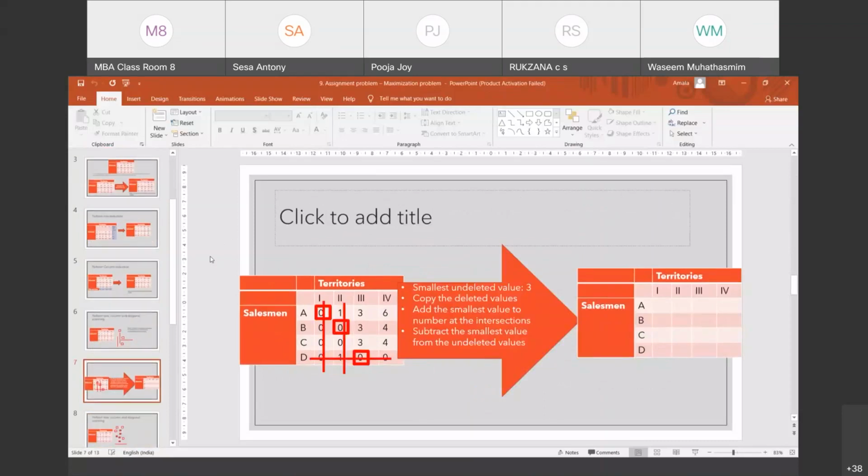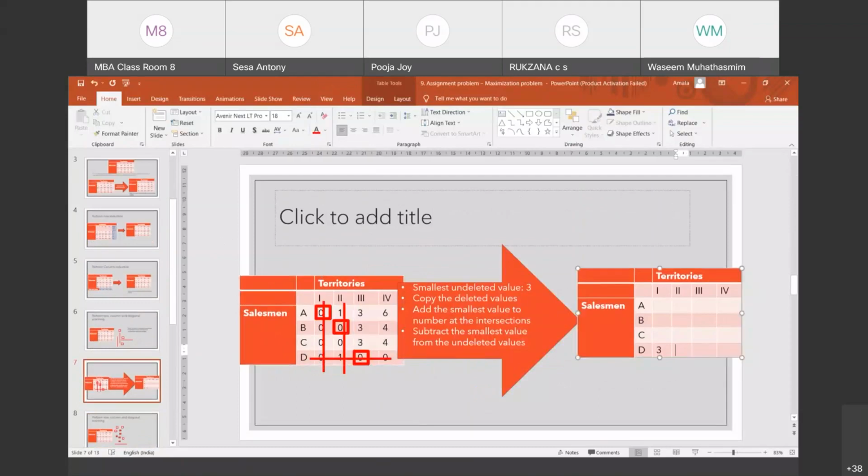Here the smallest value is 3. We have to add this value at the intersections. How many intersections are there? 2 intersections are there. So 0 plus 3, we will get 3. And the next one is just 1, so 1 plus 3 is 4. Okay, 2 intersections are over.